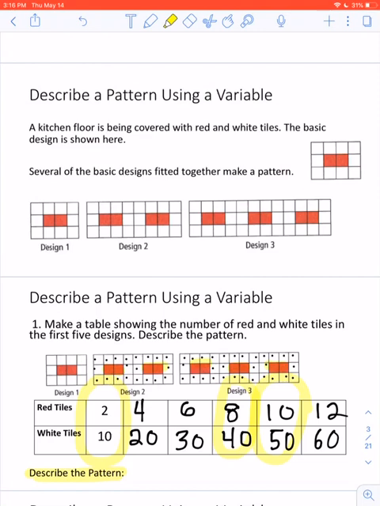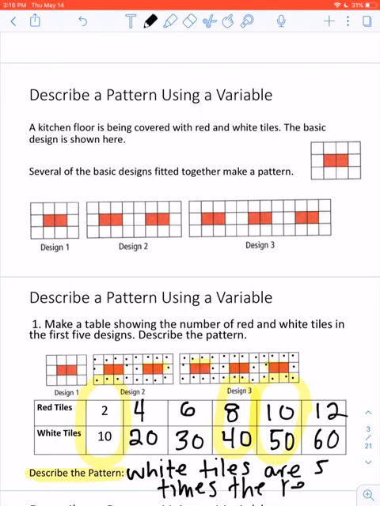What is the relationship between the red tiles and the white tiles? The relationship is that the white tiles are 5 times the red tiles. So this is really interesting because if we look, that works. And a way to check this is just to do this. 2 times 5 is 10. 8 times 5 is 40. 10 times 5 is 50.